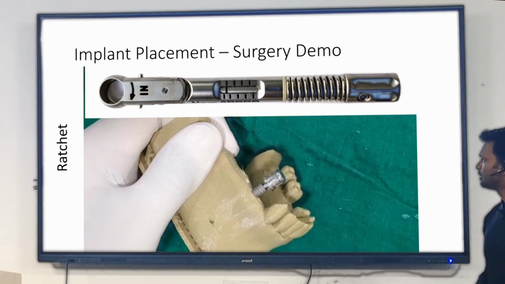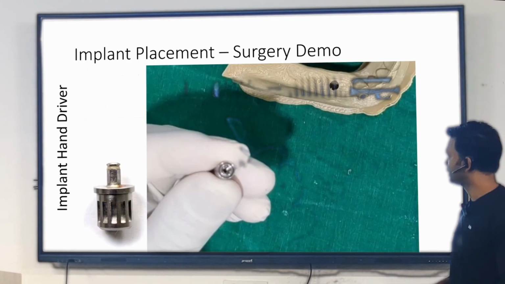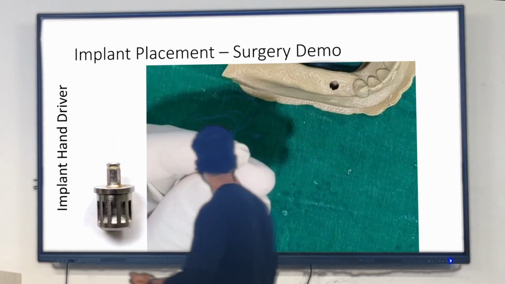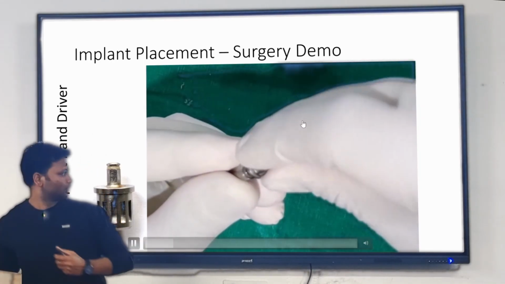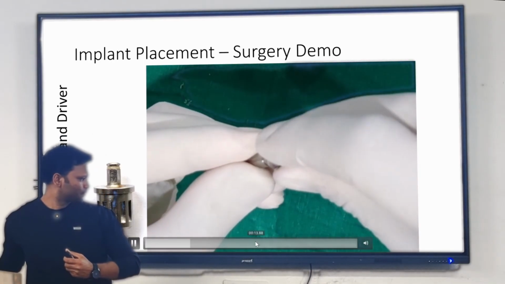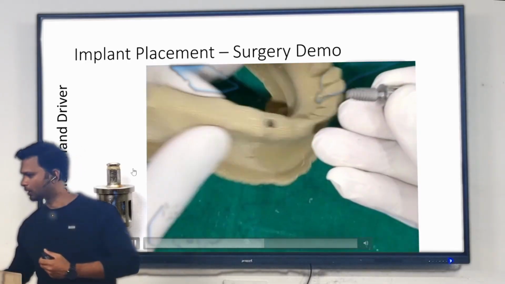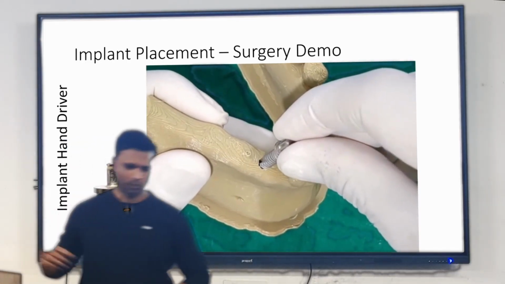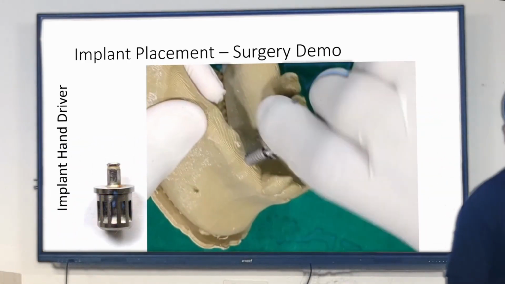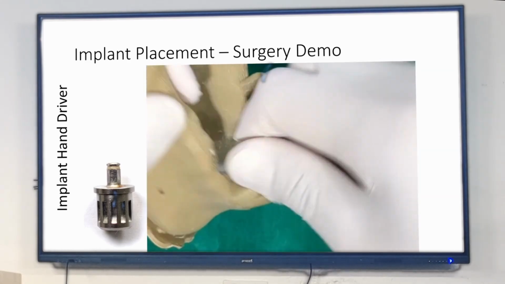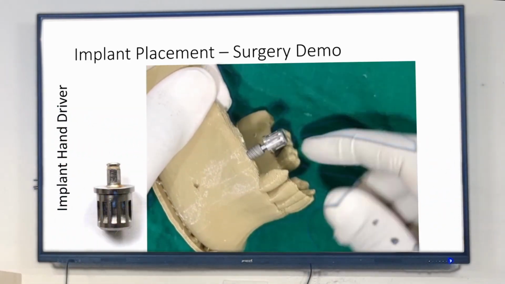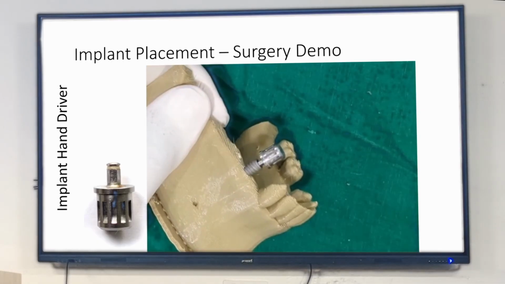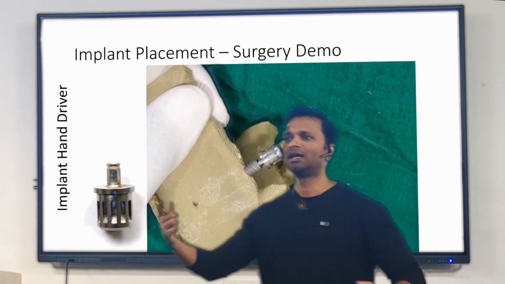Okay, so then, oh, I think I messed up. So okay, I'm going to place the implant in the osteotomy site with the fingers. We will tighten it as much as we can. Once I feel I'm not able to twist the implant inside the osteotomy site with my fingers, then I'm going to use the ratchet.